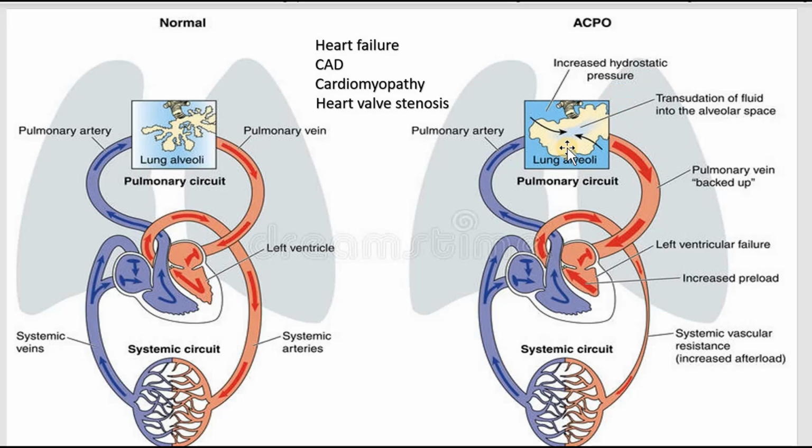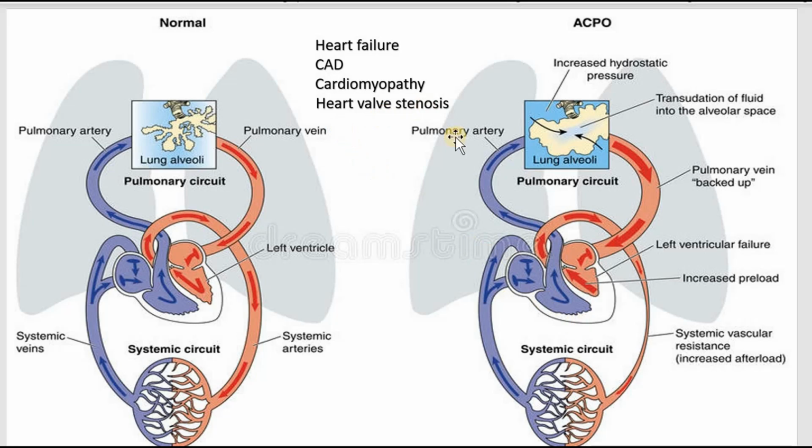What are the heart conditions that lead to pulmonary edema? Heart failure, where the heart cannot pump blood efficiently. Coronary artery disease. That is, the arteries that supply blood to the heart are narrowed. That makes the left ventricle weak to pump. As a result, the pressure goes up and there is a backup pressure to the pulmonary circulation and fluid leaks into the lung alveoli. Cardiomyopathy, damage to the heart muscles where the heart cannot pump blood efficiently.